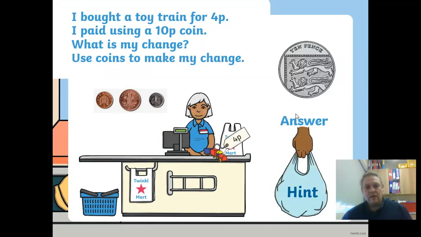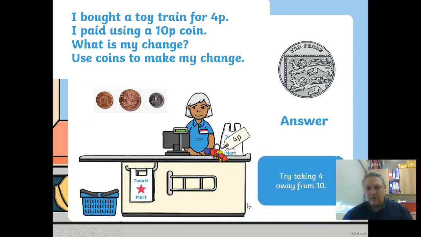All right, this time we've bought a train for 4p. Again, we're paying with 10p, and our change has got to be made up of these three coins. That's the only option. Let's see what our hint is. This time it says, try taking 4 away from 10. So let's have 10 in our heads and then take away 4. 9, 8, 7, 6. All right, so now it's going to be 6p.